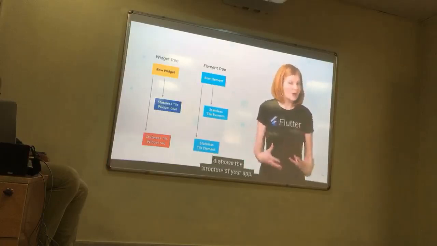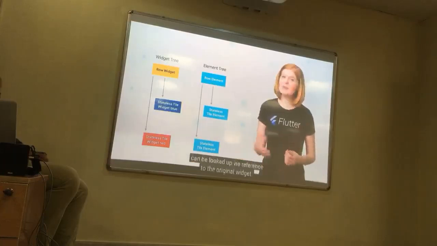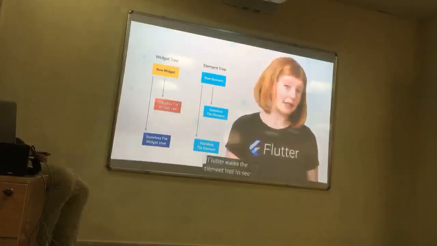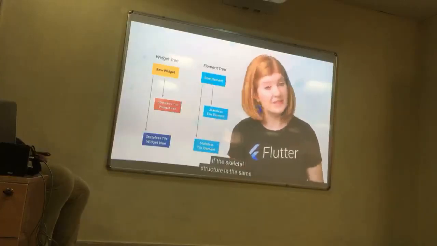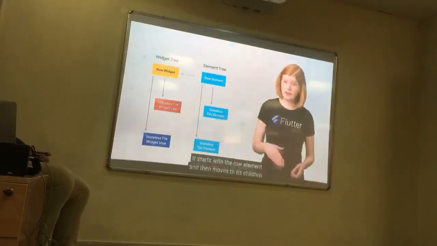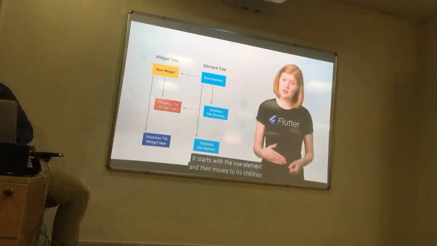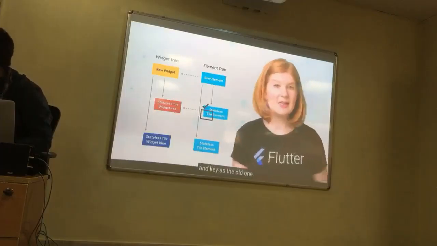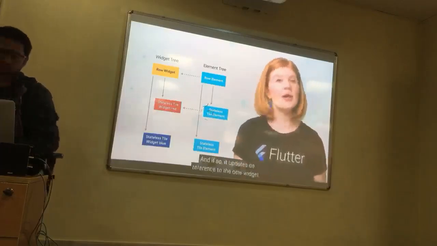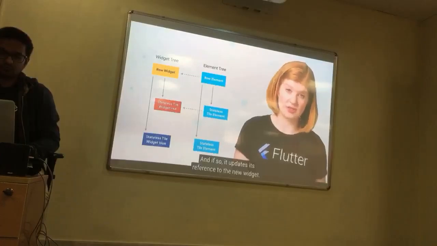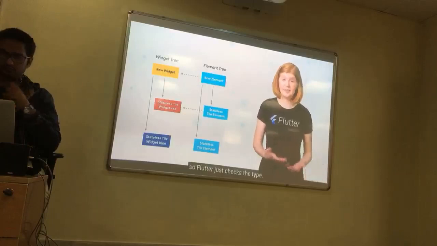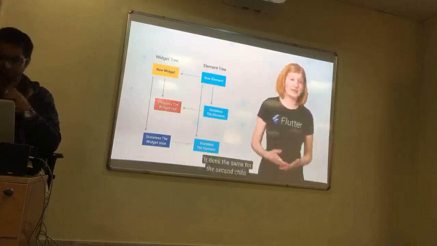It shows the structure of your app, but all the additional information can be looked up via reference to the original widget. When we swap the order of the tile widgets in the row, Flutter walks the element tree to see if the skeletal structure is the same. It starts with the row element and then moves to its children. The element tree checks that the new widget is the same type and key as the old one, and if so, it updates its reference to the new widget. In this case, the widgets don't have keys, so Flutter just checks the type. It does the same for the second child.